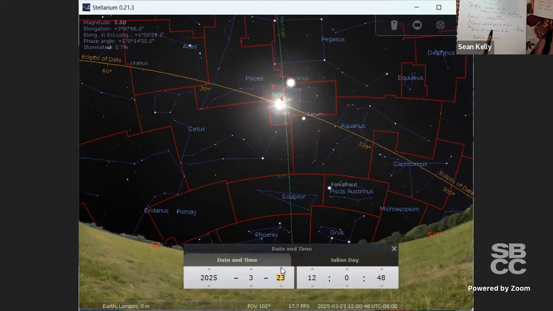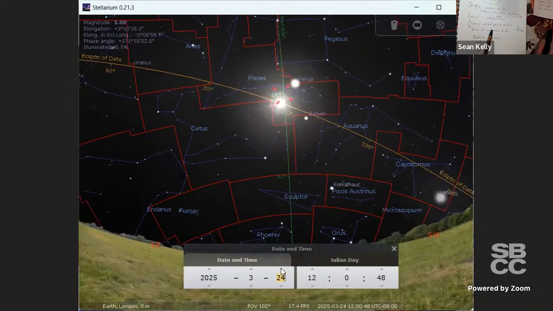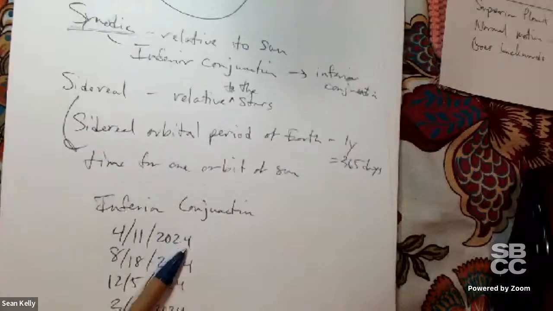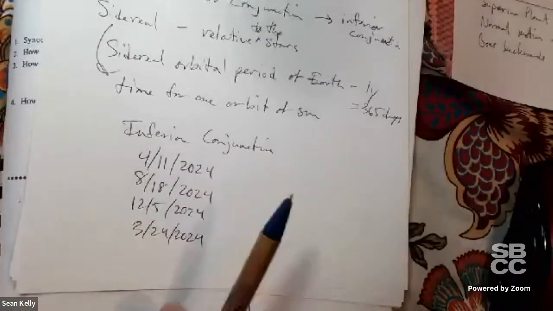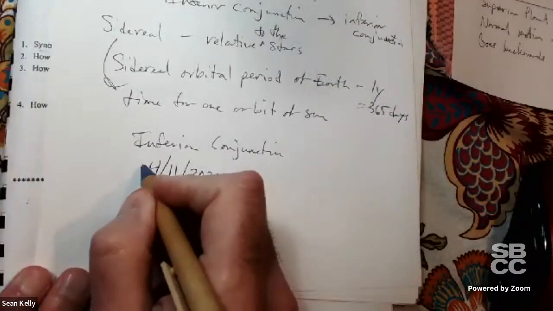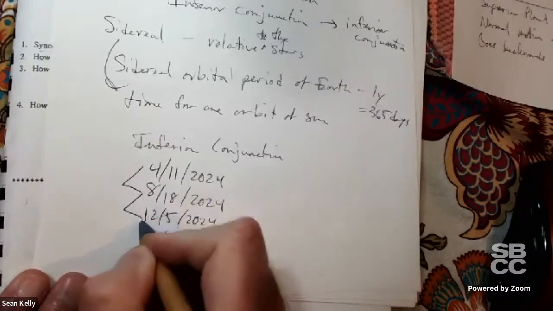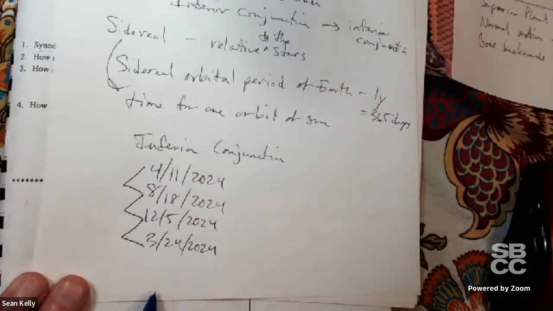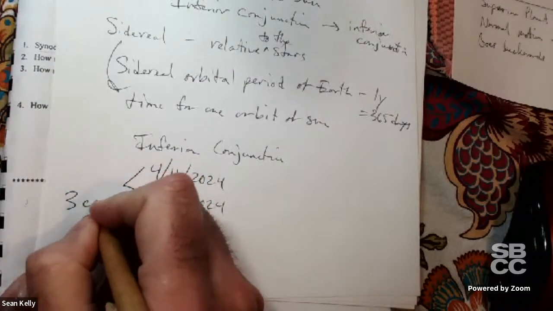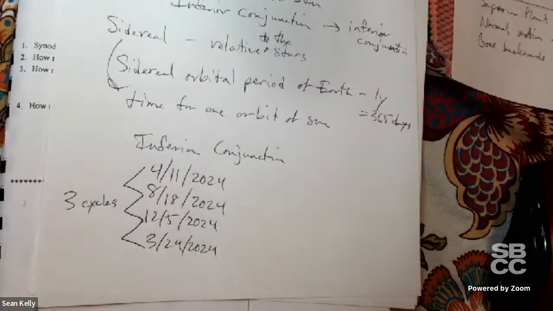And here we go. It came back to about 0.5. Okay. Anything? No, that's it. Okay, about 3/24. So we got our data. We watched 3 complete cycles of Mercury's inferior conjunction. So here's my data. We had 1 cycle, 2 cycles, 3 cycles. Now this is 3 cycles, right? 3 times it went through this entire cycle.